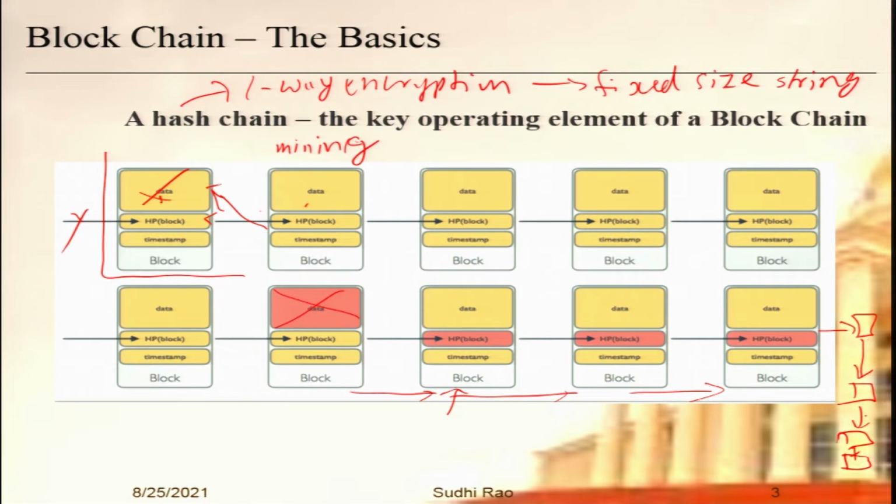That is why we say it is obvious when somebody is trying to make this change, and I will not be allowed to do it in many cases. I simply cannot catch up, there is not enough computing power for me to match the computing power of all the other participants put together. So, that is why we say blockchain is tamper proof.